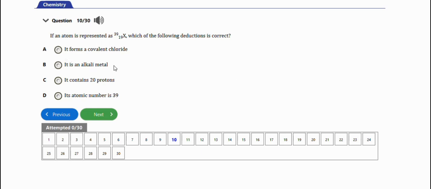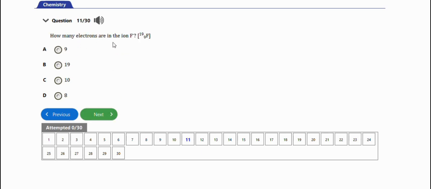It is an alkali metal. So this is potassium. Potassium is a group 1 element, and group 1 elements are alkali metals, whereas group 2 elements are alkaline earth metals. So the right option here is option B. Potassium is an alkali metal. Okay, next question will be this one.